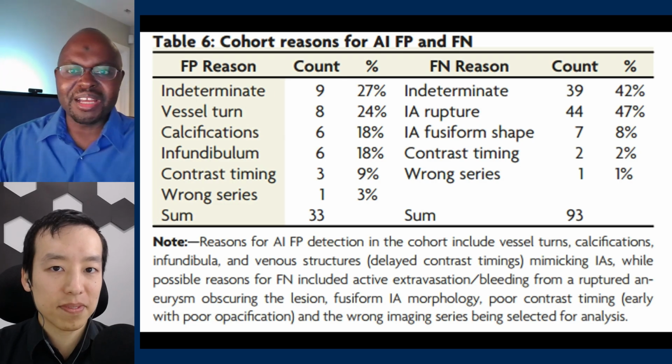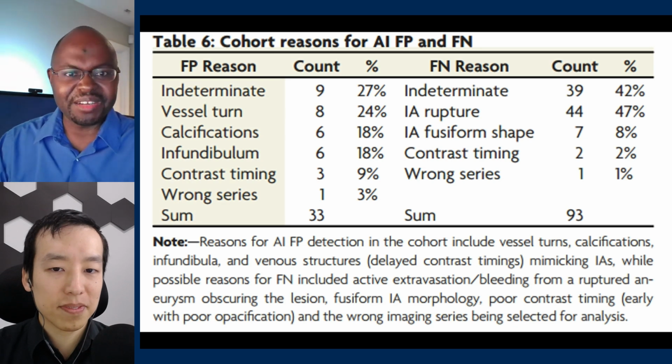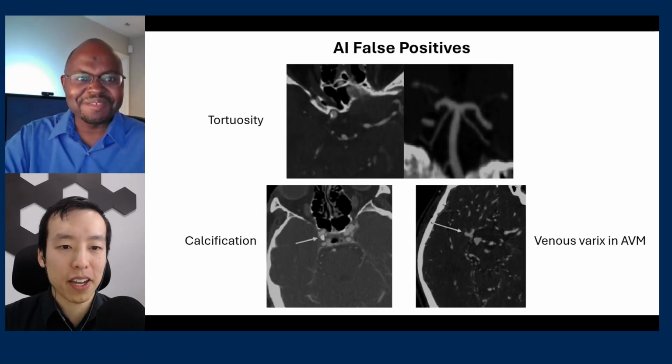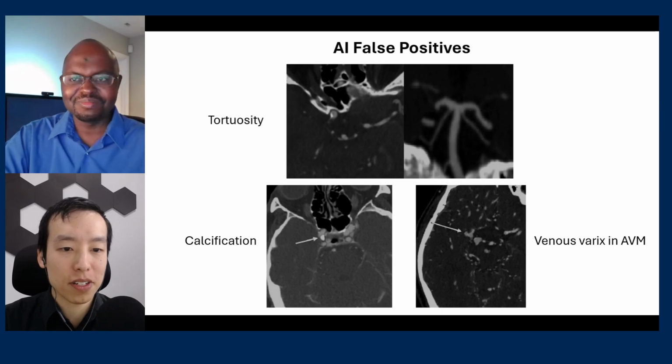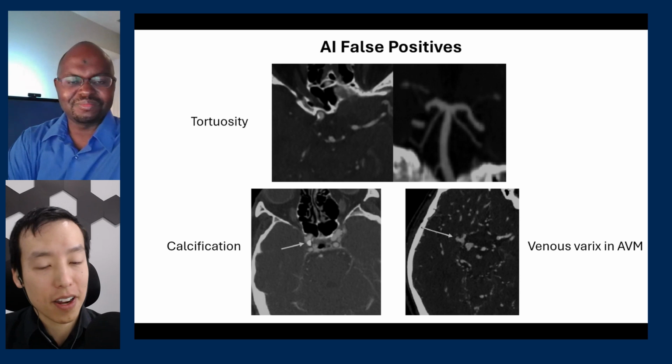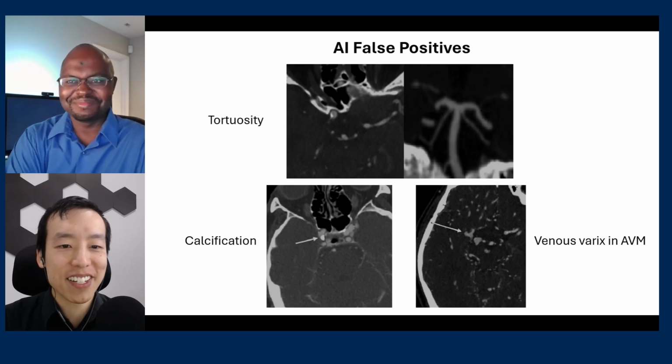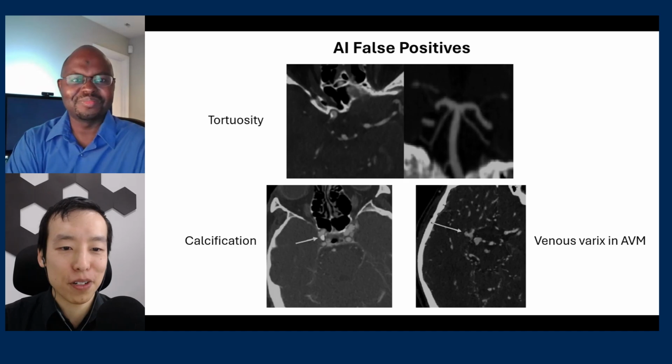In 6 cases, there were bright calcifications within the vessel that looked like a focal outpouching, and AI thought that was an aneurysm. In another 6 cases, it was apparently an infundibulum. I just want to throw up the figure that you had in your paper that illustrates some of these false positives. There was an example of tortuosity of the distal basilar artery that AI interpreted as an aneurysm, but upon reformats, that was just a normal vessel that was a little bit tortuous. And then calcification: we see carotid siphon calcifications a lot, and it seemed like AI misinterpreted one of these as an aneurysm. I have also seen radiologists misinterpret this because the density of calcification could be similar to that of a pool of contrast.